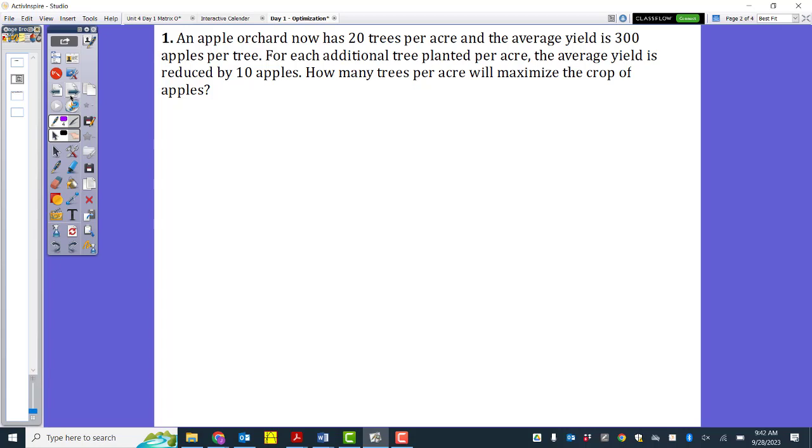An apple orchard has 20 trees right now, and the average yield is 300 per tree. For each additional tree planted per acre, the average yield is reduced by 10 apples. How many trees per acre will maximize the crop of apples?